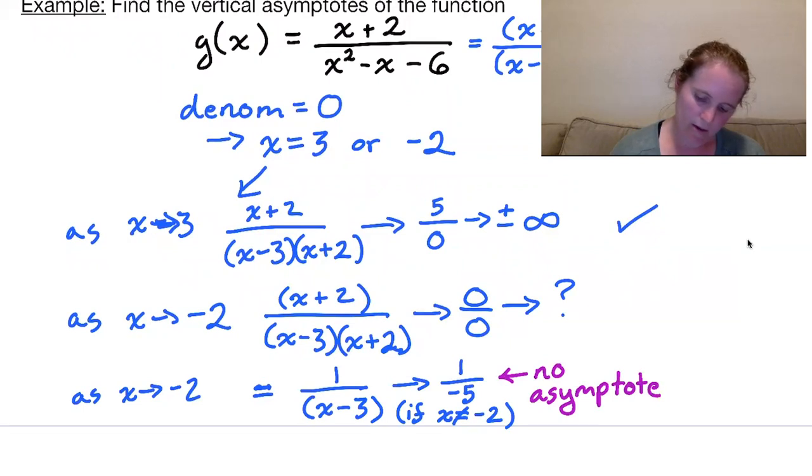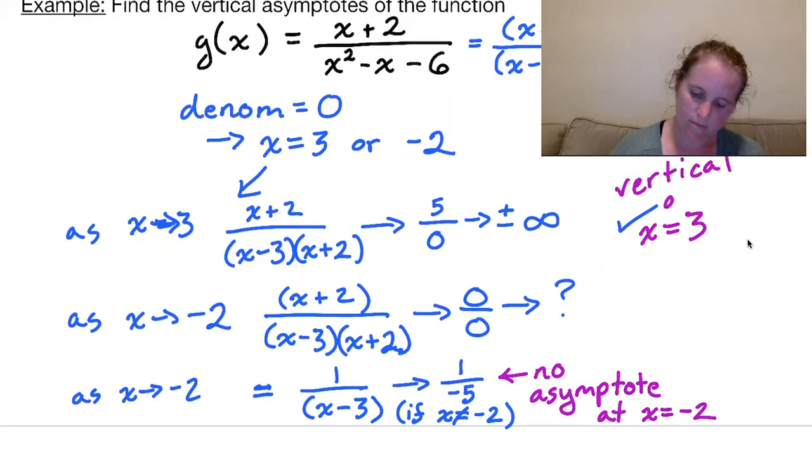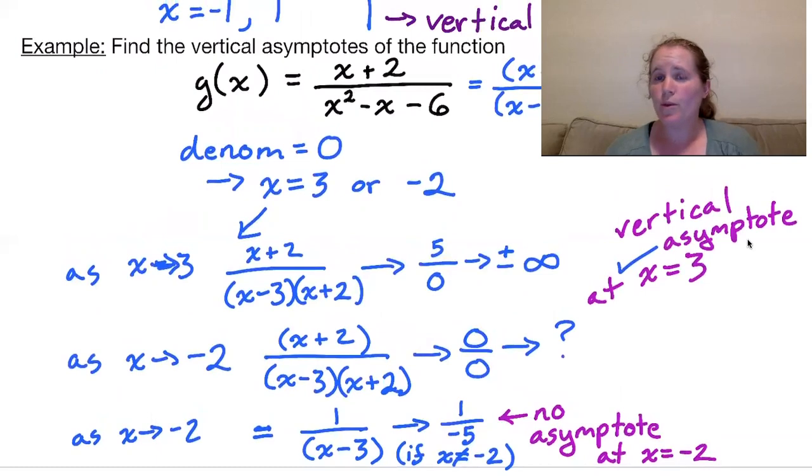And at x equals 3, so there's no asymptote at x equals negative 2. But we do have a vertical asymptote at x equals 3. So you have to do more than just find where the denominator equals 0. You also need to check that the numerator won't overrule that denominator. So we'll cancel out the shared factors between the numerator and the denominator, simplify our function, and we can figure out if there's an asymptote or not.